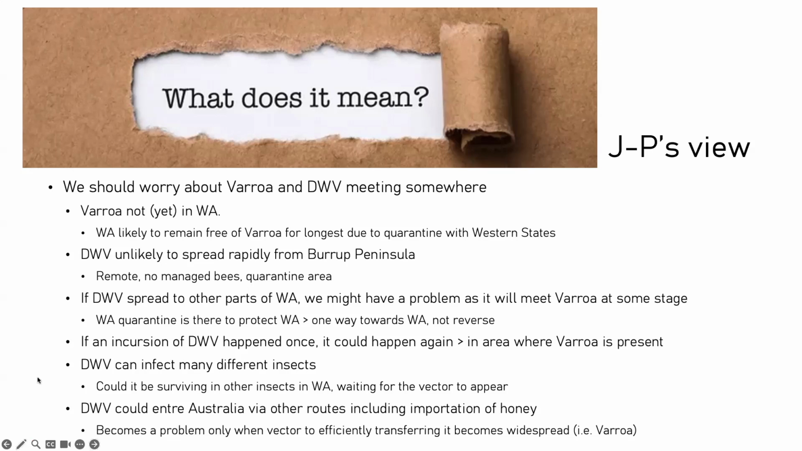Of course, this incursion with the Deformed Wing Virus has happened once, so it could happen again in any other port. It could happen also through infestation with a number of other insects. We have seen that. And there are other ways for the Deformed Wing Virus to spread, including importation of honey. Now, we would not actually see any of those things unless Varroa is present, because that would certainly amplify the viral load both inside the hives and between hives.